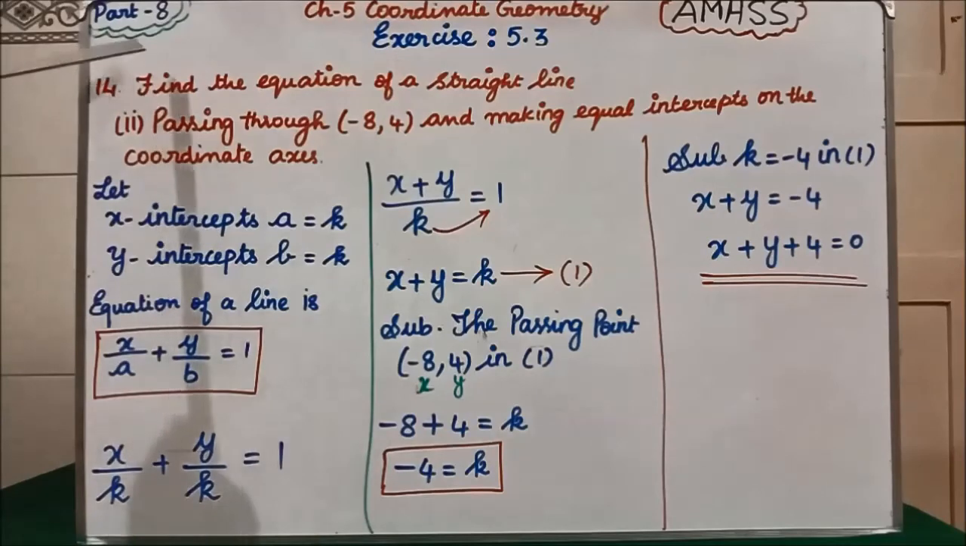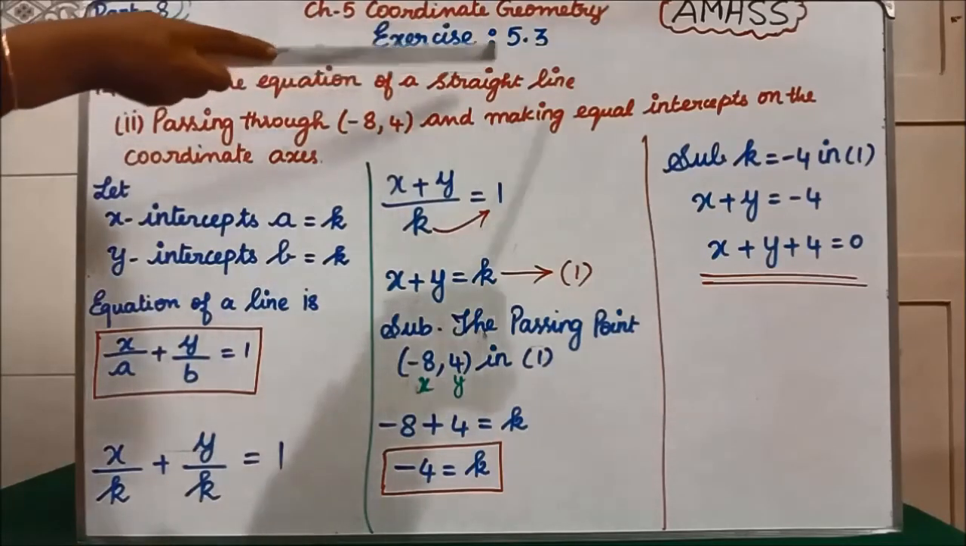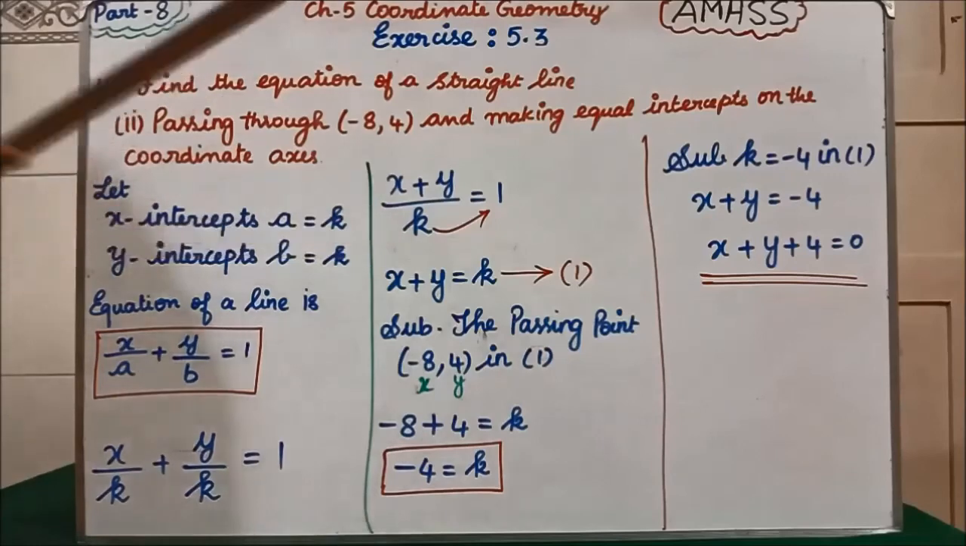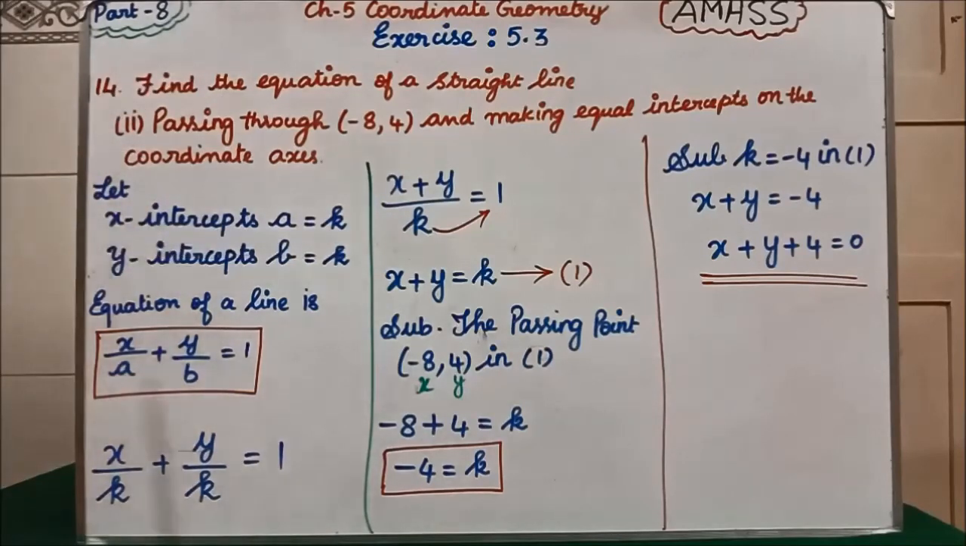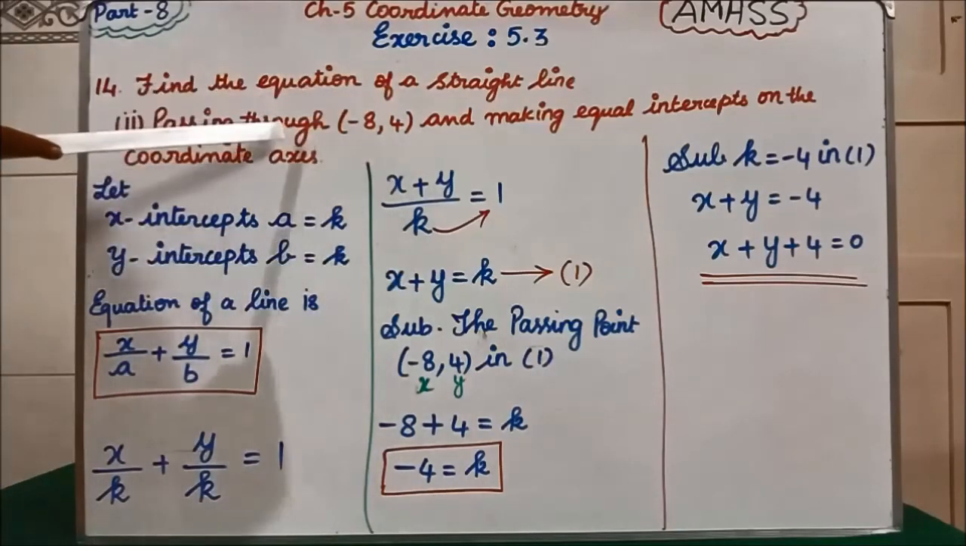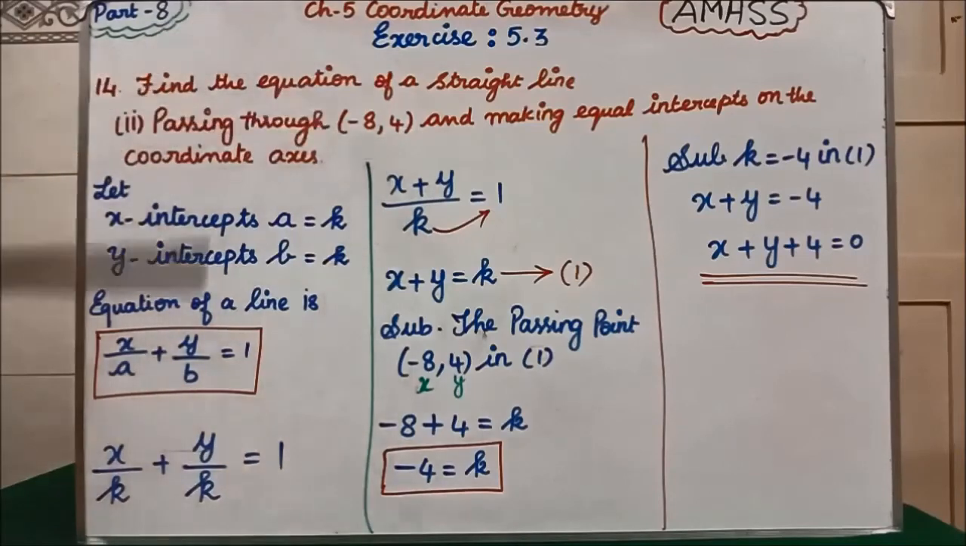In the question they were asking, find the equation of a straight line. Equation of a straight line, how will it be? One x term, one y term, one constant. Isn't it? X term we have, y term we have, constant we have. The constant term we have as k. But we don't know what number. So to find that number, what we are going to do is take this point. Passing through (-8, 4), they have given, no? So that point we are taking.